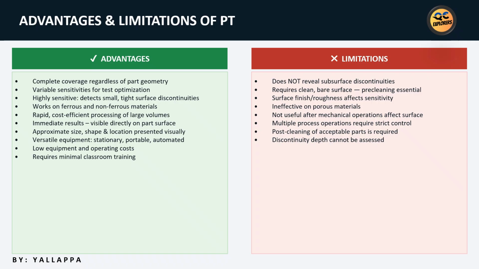Another limitation: PT requires a very clean surface. Oil, grease, paint, rust, machining smear, or dirt can block penetrant entry completely. From practical field experience, poor cleaning is one of the biggest reasons for PT failure. Surface roughness also affects sensitivity. Very rough surfaces can trap excess penetrant, creating heavy background indications and false interpretation problems. PT is also not suitable for porous materials because penetrant gets trapped everywhere, making evaluation almost impossible.